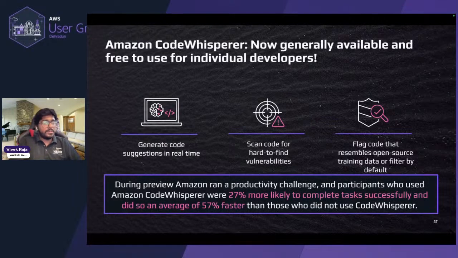It generates code suggestions in real time. It also scans for hard to find vulnerabilities. For example, if you have accidentally hard coded your access key, some token or secret key, it will be able to figure that out as well. It helps you generate and complete code much faster than going and searching for it.